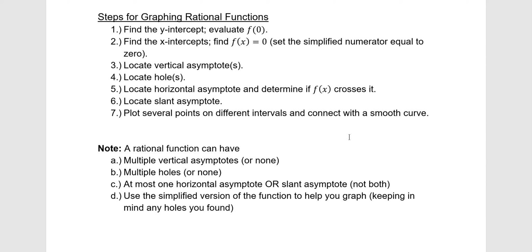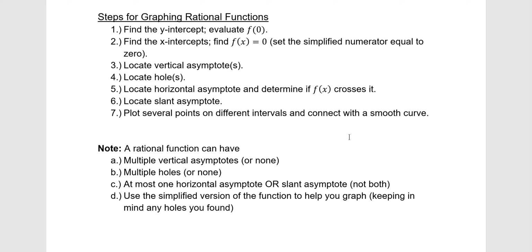Second step, we're going to find the x-intercepts, and we do this by setting the function equal to 0 and solving for x. What we have to do here is set the simplified numerator equal to 0. So after we cancel common factors, if we can do that, we set the simplified numerator equal to 0. Step 3 is to locate the vertical asymptotes. Step 4, locate any holes. Step 5, locate the horizontal asymptote and determine if it crosses it. Step 6, locate a slant asymptote, if any.